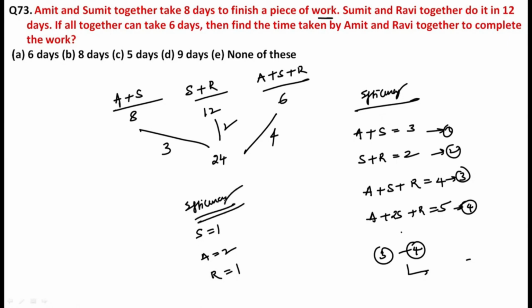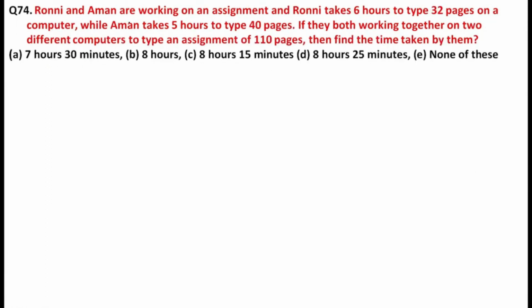Question: find the time taken by Amit and Ravi together to complete the work. Now the total work is equal to 24. Amit and Ravi: Amit is 2 units, Ravi is 1 unit. The total number of units done per day is 3 units. Now they can complete the whole work in 8 days.